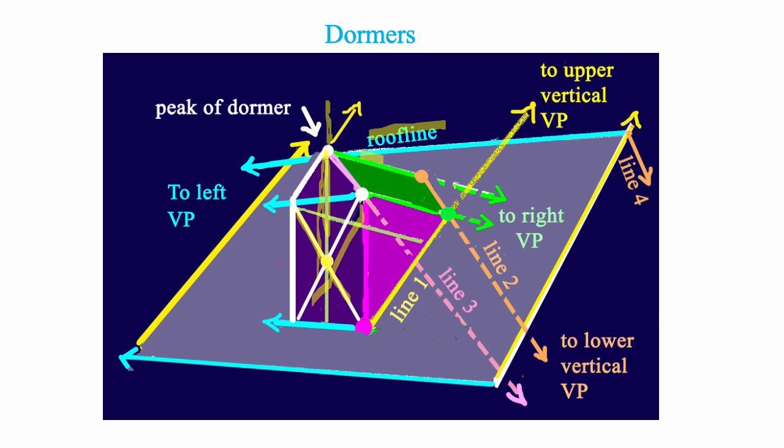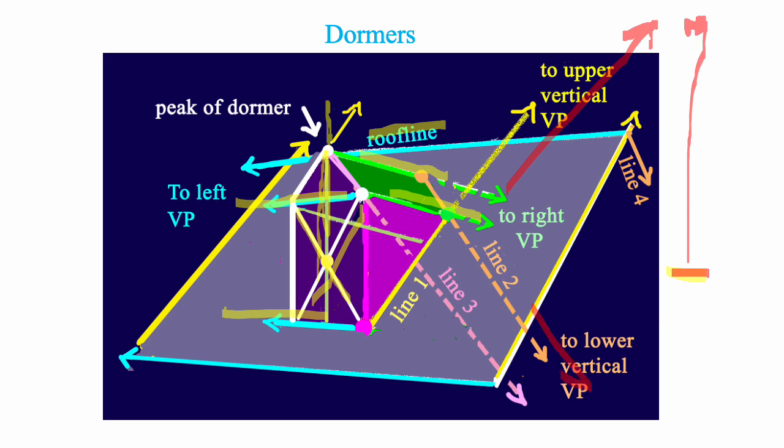Now we have horizontal lines here going to the right vanishing point, and these blue lines going to the left vanishing point. So let's say the right vanishing point is right here. Let me use a color you can see. All right, so let's say this is on eye level, the right vanishing point. Well, the lines going to the upper vertical vanishing point will be directly above this, whereas the lines going to the lower vertical vanishing point will be directly below this right vanishing point.